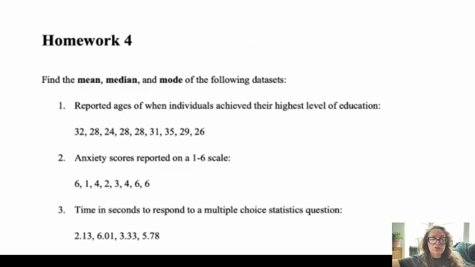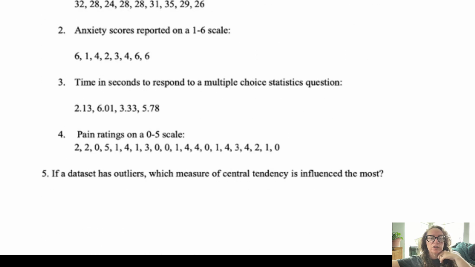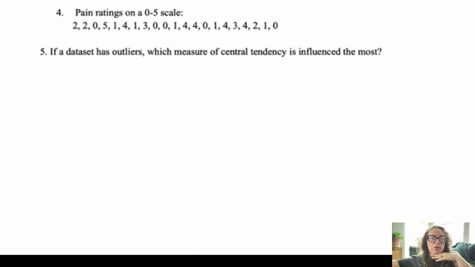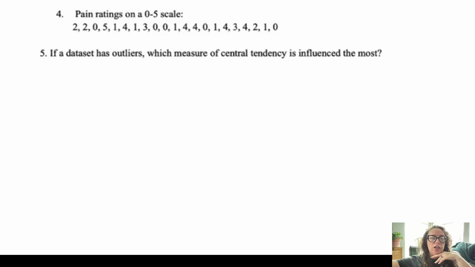So let's go read about it on the assignment here. Okay, so we have a homework, let's get us down to the bottom here. Okay, so number 4, we're talking about pain rating scales from 0 to 5. So let's go ahead and work this out. Let's get the data going here, and this is question number 4.